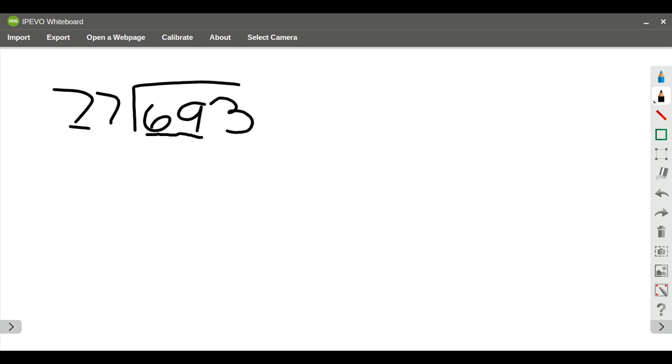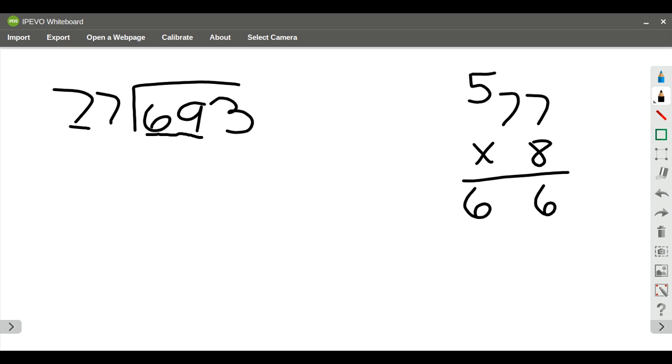So I will try 77 times 8 and see what I get there, because I think it's going to work because 693 is going to be larger. If I need to go up a math fact, I can go up a math fact. 8 times 7 is going to be 56, so I put down the 6. I regroup the 5. 8 times 7 is going to be 56 plus 5 is going to be 61. So that was too small of a math fact. I think I can get another 77 in.